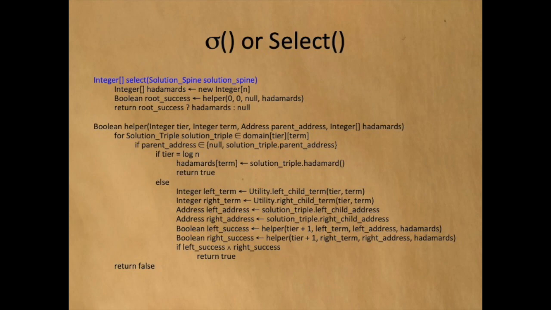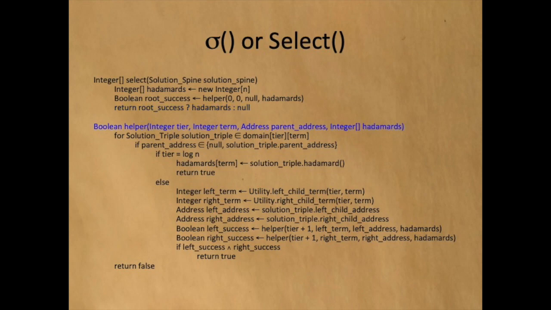This is the select or sigma function. We defined it recursively to begin with. It does a top-down fractal search through the binary tree-shaped spine. The function first creates an array of Hadamards to store the answer, if one is found. It then calls helper to recursively search through the space. And finally, depending on the result of the search, it returns the Hadamard vector or a null.